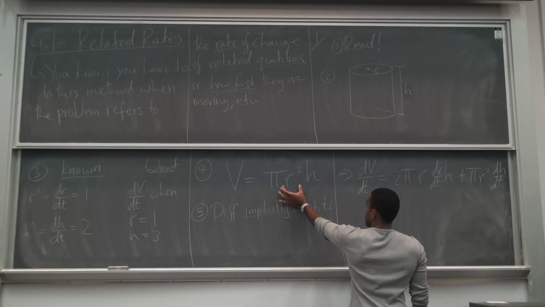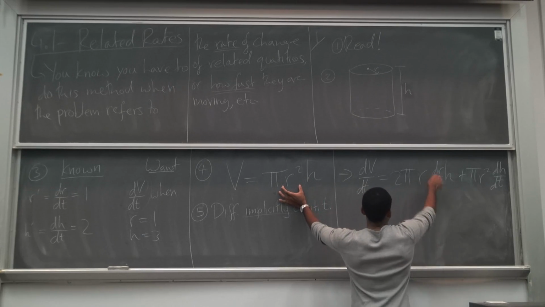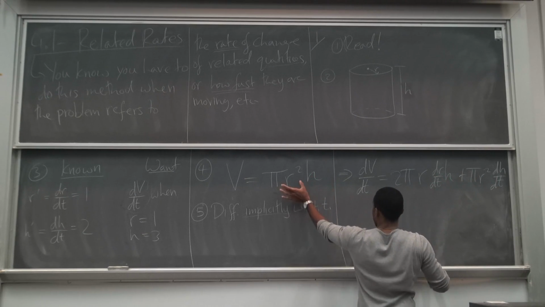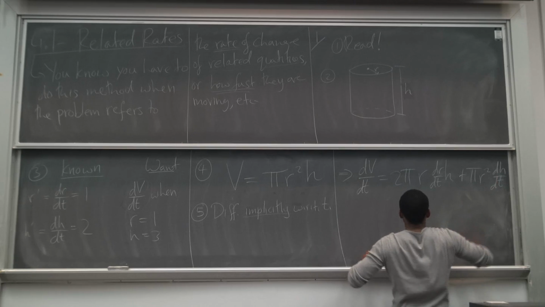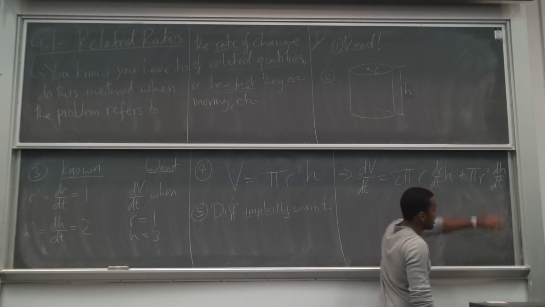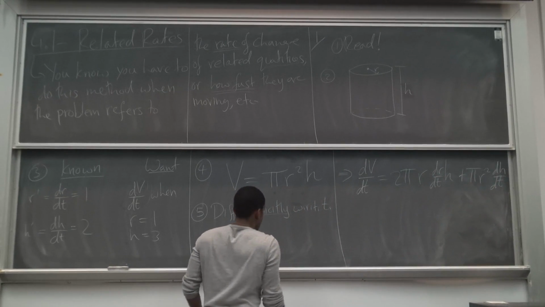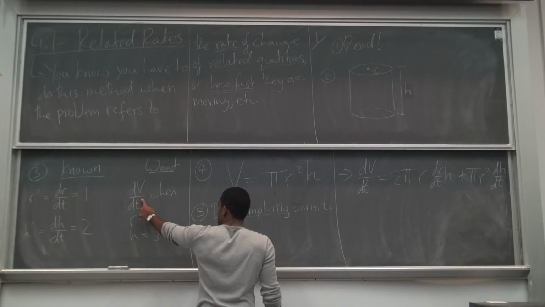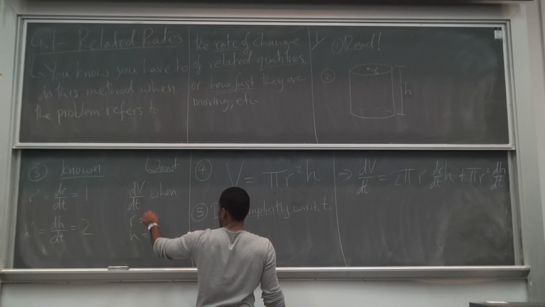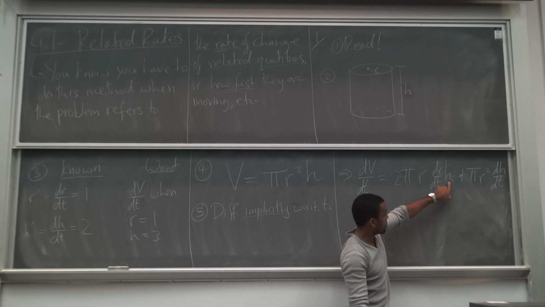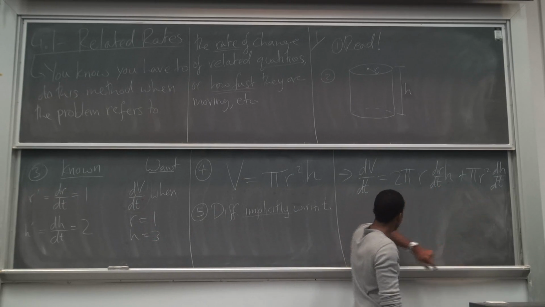So she differentiated the r squared, which gives me 2r dr/dt because of the chain rule. Then you plus, you leave the r squared alone, differentiate h, which gives me dh/dt. So this is the equation I get when I differentiate implicitly with respect to t. Now, what is it that I actually want? dV/dt. When do I want it? When r is 1, when h is 3. So I can plug in 1 here, plug in 3 there, plug in 1 there.